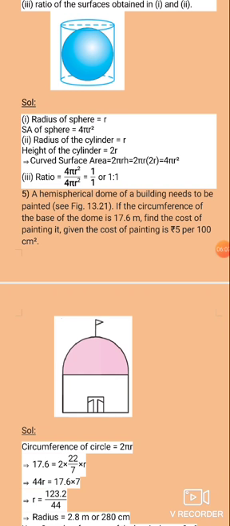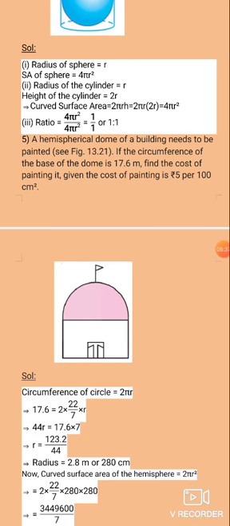Now 2 into 22 by 7, so 44 r by 7 is equal to 17.6, so 44 r is equal to 17.6 into 7. So what is the radius? The product of 17.6 into 7 is 123.2. So r is equal to 123.2 by 44. So the radius is equal to 2.8 meter, which is equal to 280 centimeter.